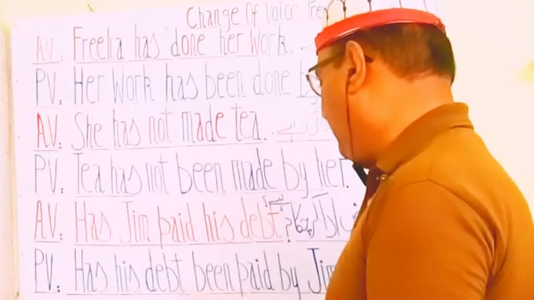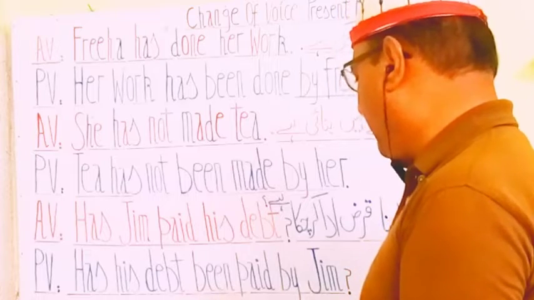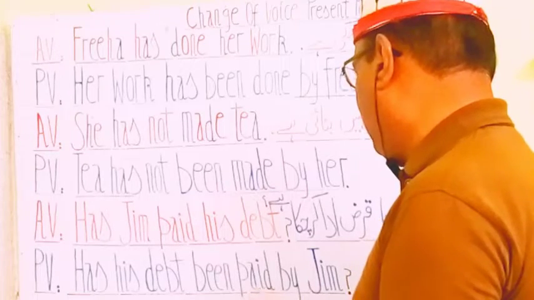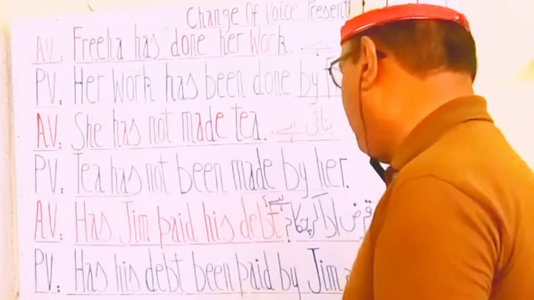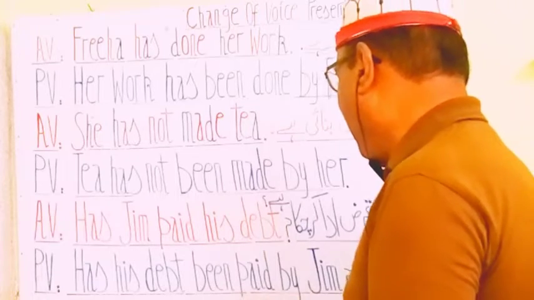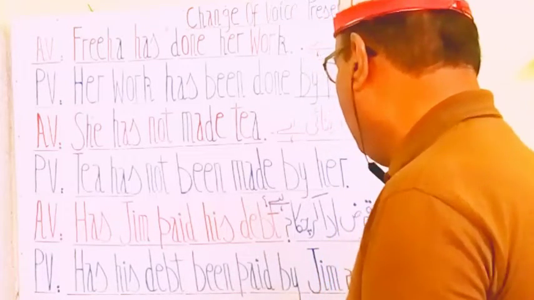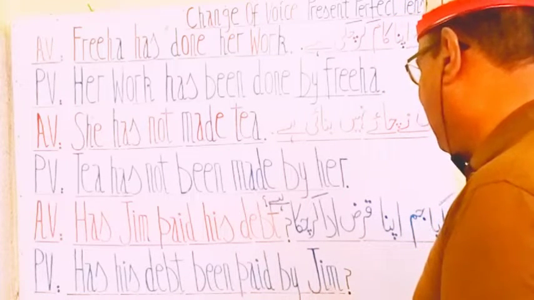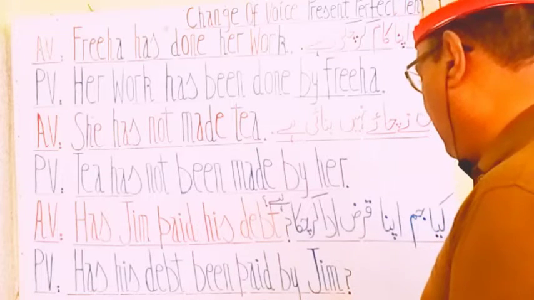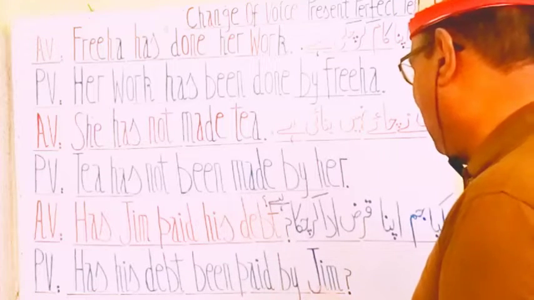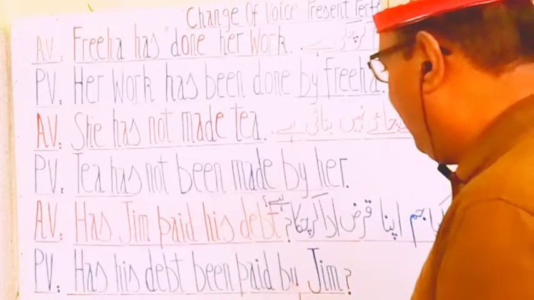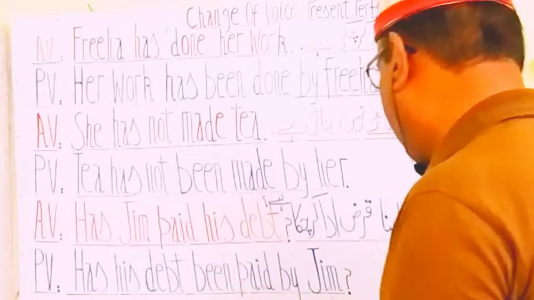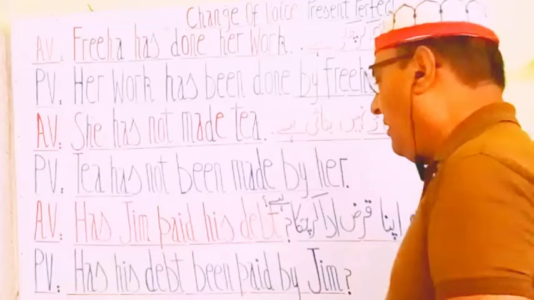Now for the passive sense, according to rules, we will write been. Has his debt been? Now the third form of the principal verb, which is paid. Has his debt been paid? Now the connector by. Now we have to write the object, which is Jim. Jim is a noun and it will stand as an object here in passive. In active, Jim was a subject. Now it will stand here as an object in a new statement, or passive voice.